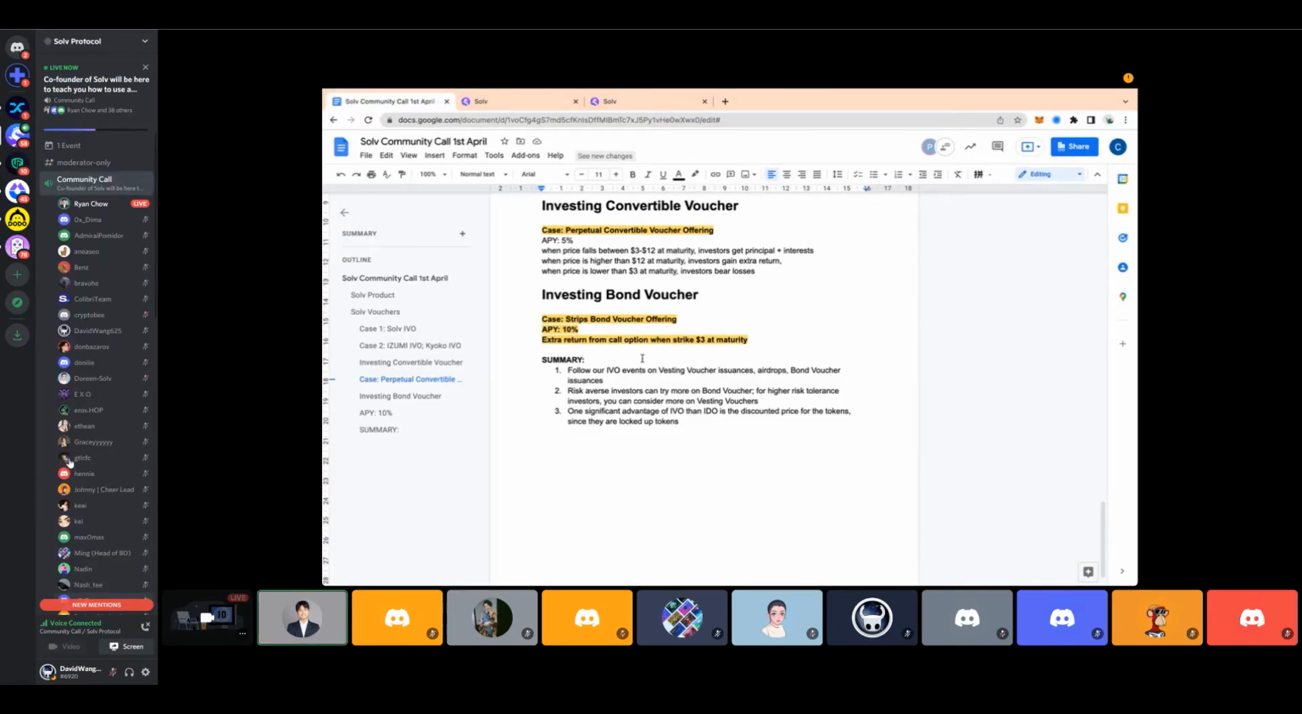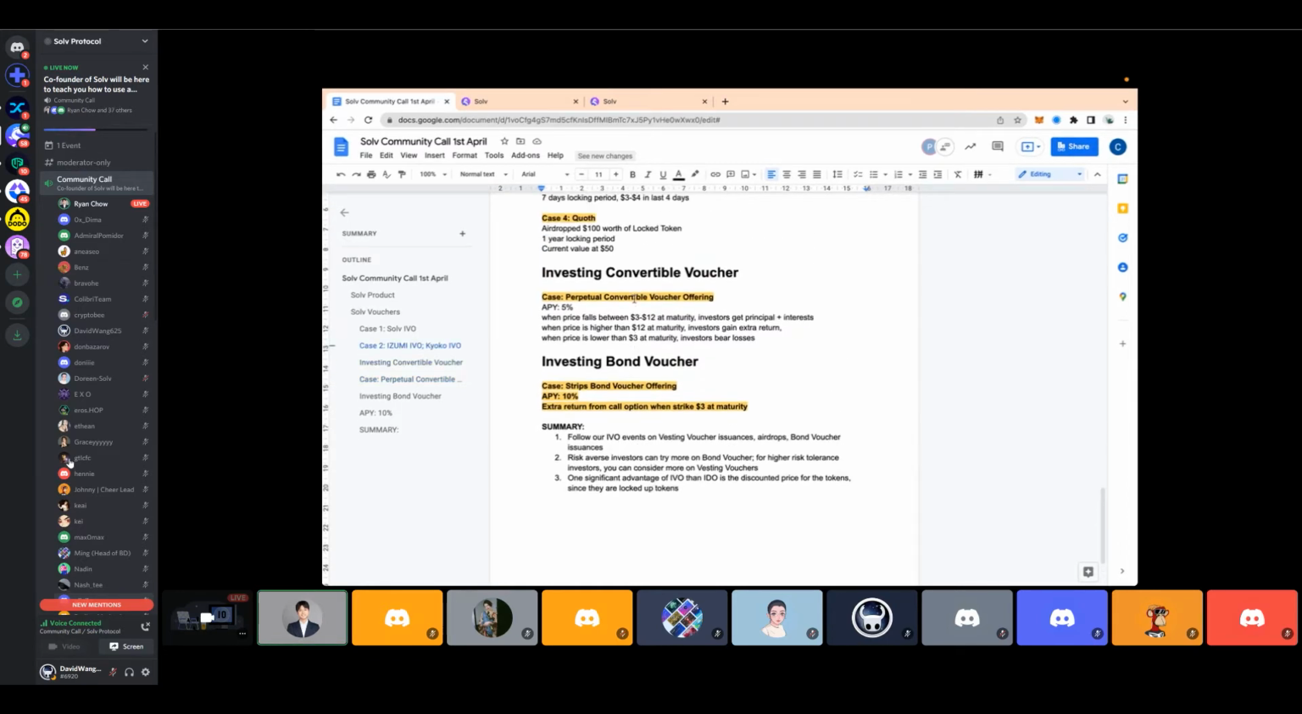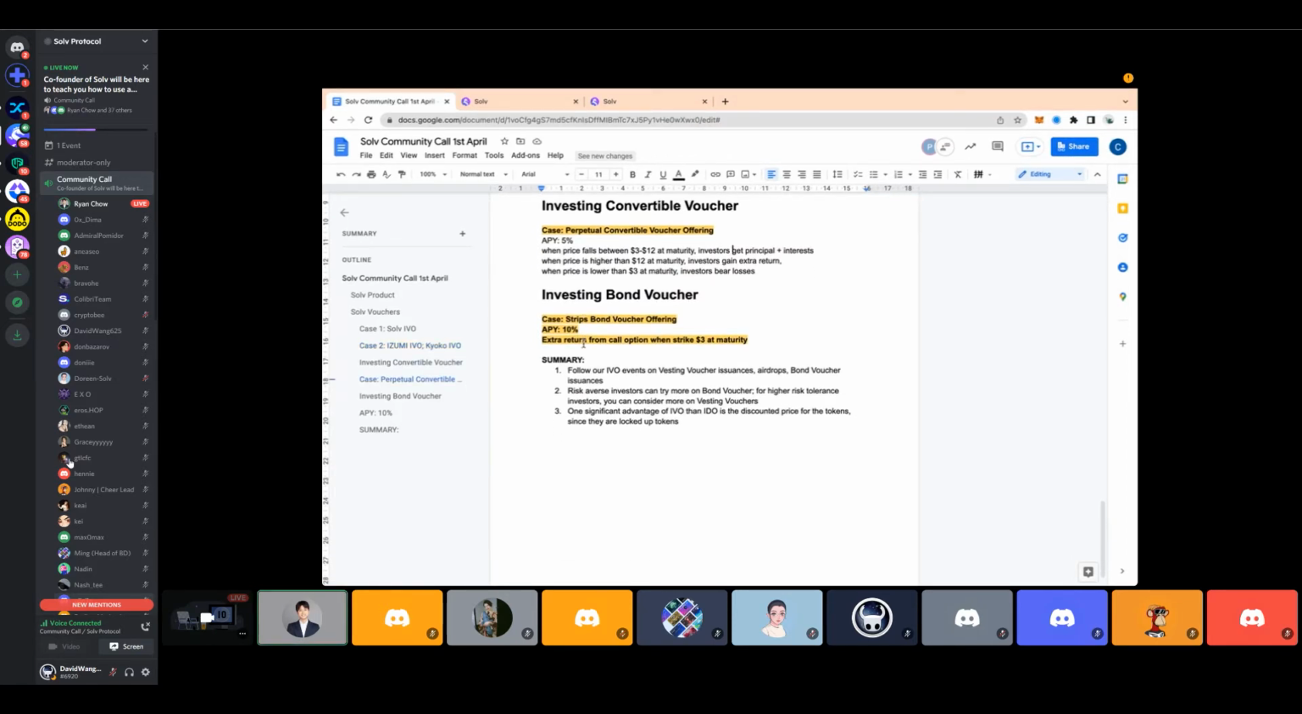For this one, I think it's much more promising than the convertible voucher because it's easy to understand. I always believe that this is the most important thing for all the users to adopt a product. So let's say the Strips Finance bond voucher offering. They will offer a bond, and the APY they offer is 10%.